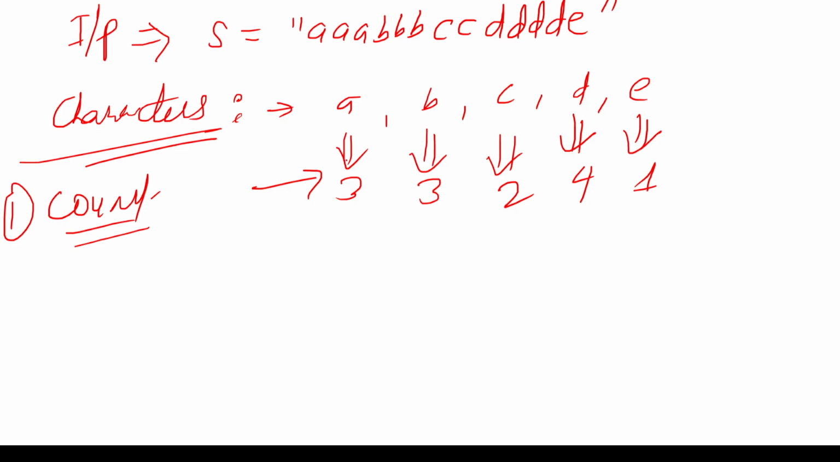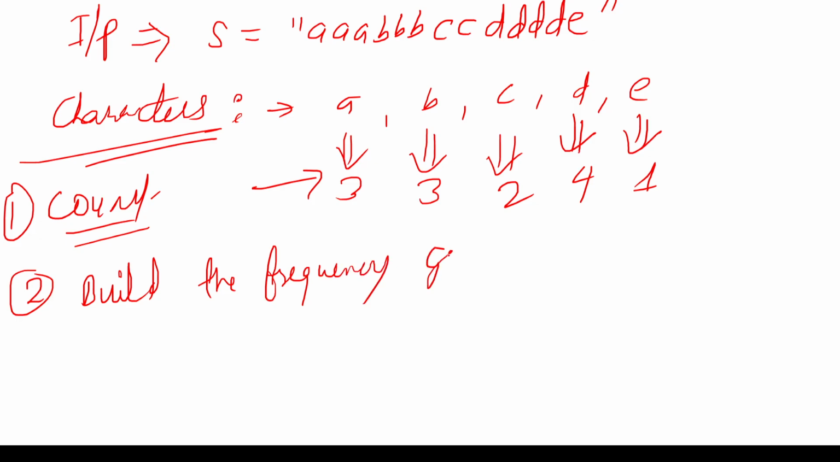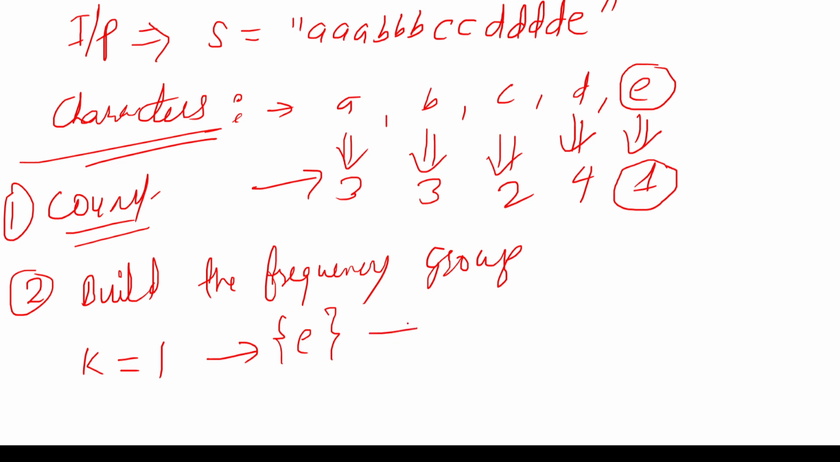Now if we have this frequency, we'll build the group. We know the frequency means the count. So we will build the frequency group. How will we build the frequency group? Let's say k equal to 1, what are the elements here? There is only one element, E. So there is only one group, E, and its size is 1.